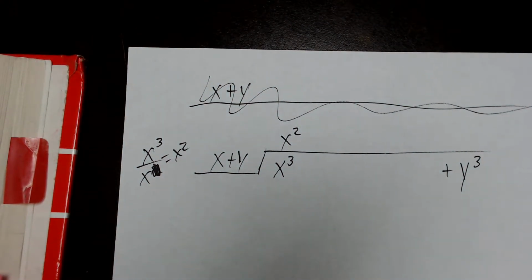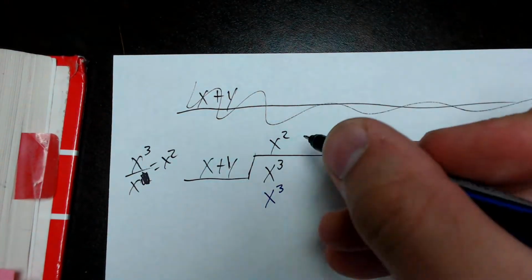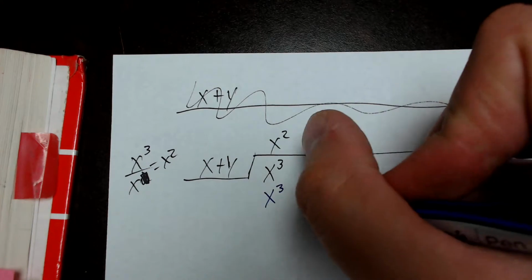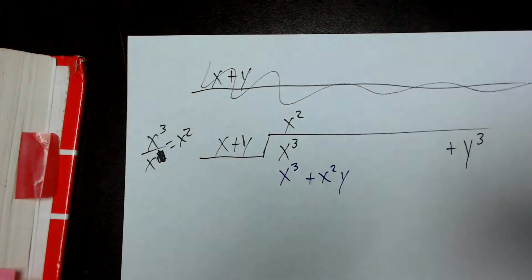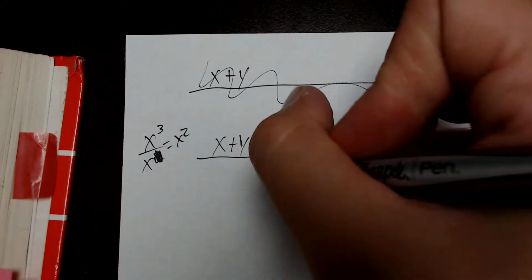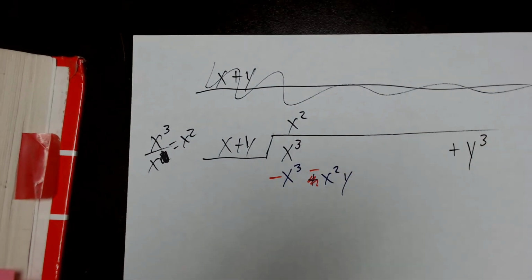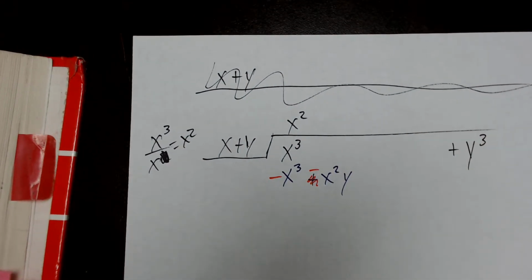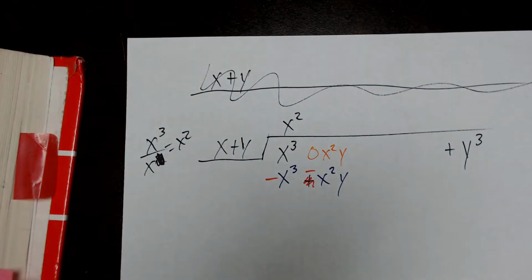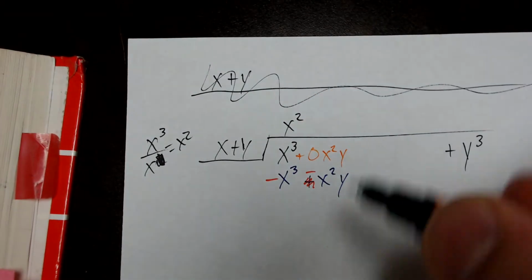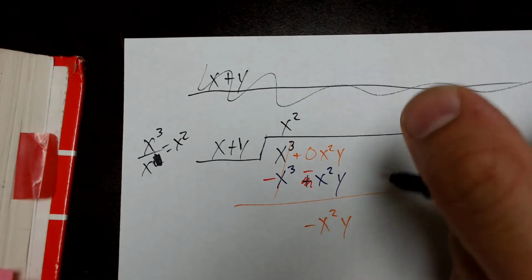Now we'll go to our multiplication step. x squared times x gives me x cubed, x squared times y gives me plus x squared y, right? Then the subtraction step, where I change not one but both signs. That becomes a negative, and that becomes a negative. And here, now I'm going to put my 0 term because I know what it is: 0x squared y. That's all I did there. I just didn't know what it was going to be. So there, I add, these cancel, I get negative x squared y.